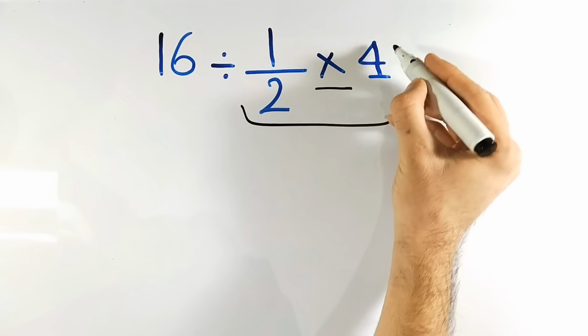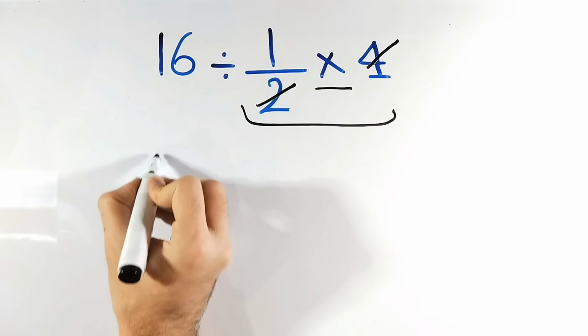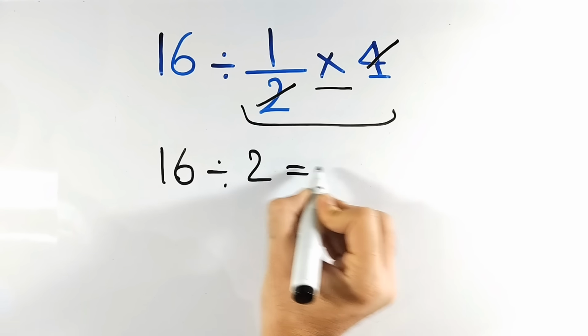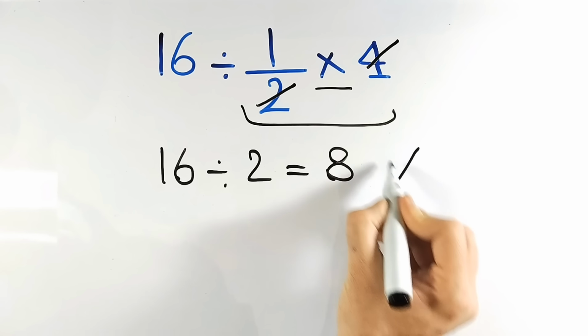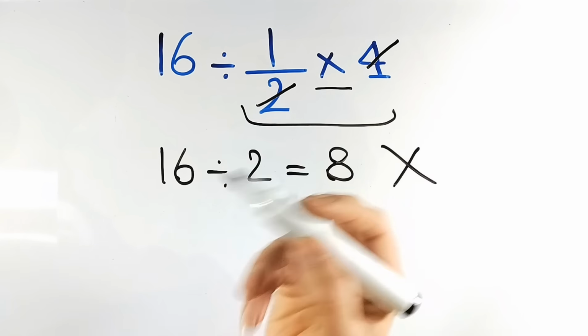And they very easily cancel out 4 with the 2 in the denominator, and instead of this expression, they write 16 divided by 2, which finally gives them the answer 8. However, this answer is definitely wrong. Alright, now let me show you how to solve this expression properly.